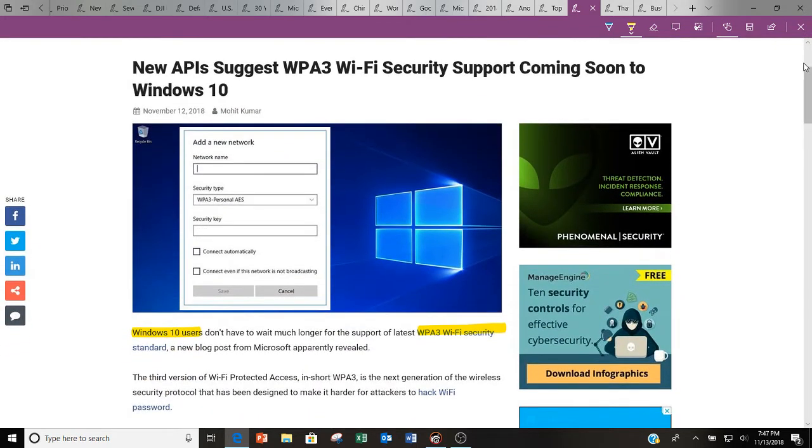Positive news here. Windows 10 is soon going to be including, in a future update, I believe, WPA 3, which is the next evolution of Wi-Fi security. WPA 1 and WPA 2, and the previous predecessor, WEP, which stands for Wired Equivalent Privacy, have all been compromised, so WPA 3 is a welcome improvement.